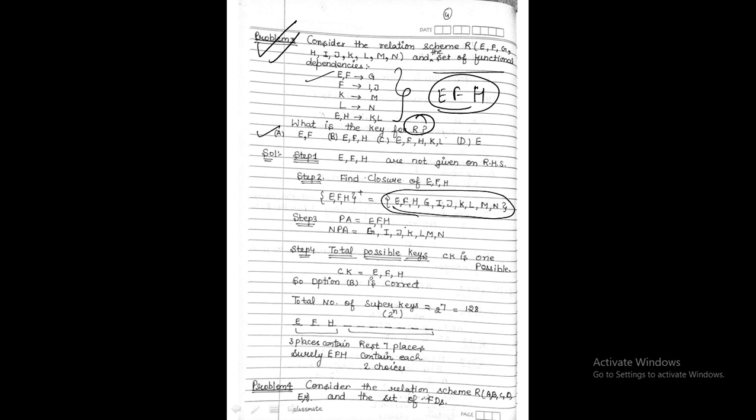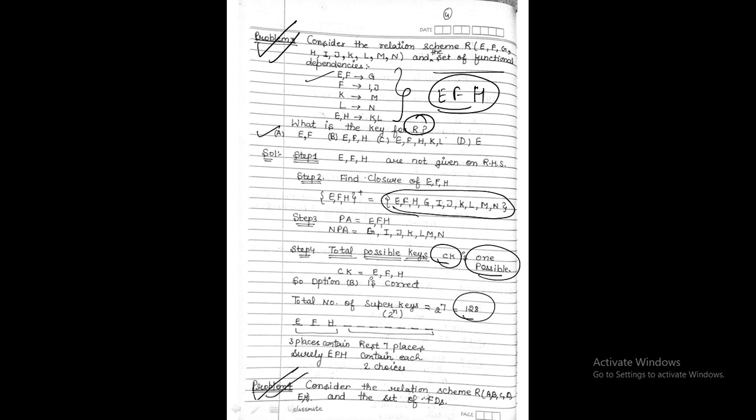So that's why we can say that EFH is a candidate key. E, F, H are prime attributes and the non-prime attributes are G, I, J, K, L, M, N. The total possible candidate keys is only 1, and the total number of super keys you can find with the 2 raised to power n formula. When we apply 2 raised to power 7, you get 128. These are your super keys.